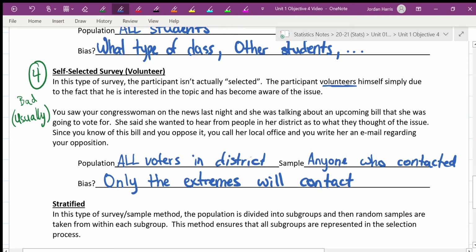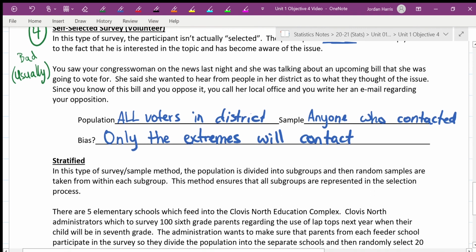So that's why this is usually bad, because it's not a good representation of the population as a whole. This is a representation of the extreme thinking. So that is usually a bad survey when you have self-selected.